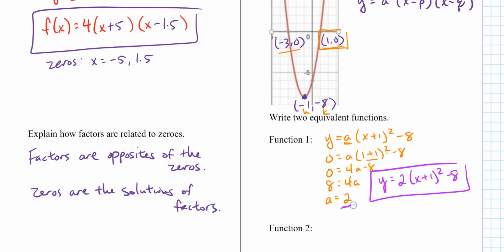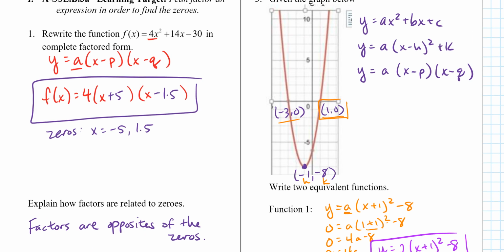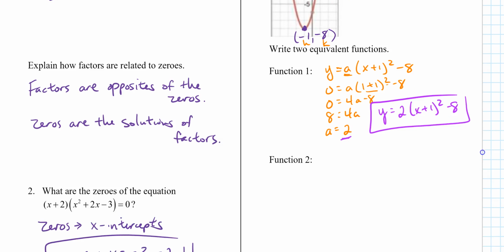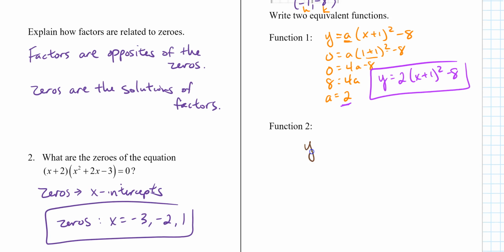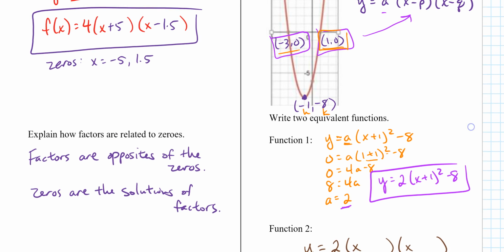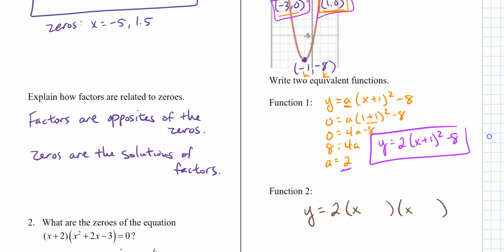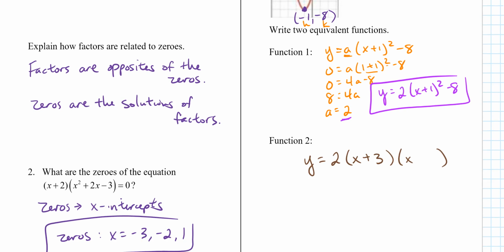And now that I've found a, once again, I know that a is always a. If I look at all three of these forms, they're all the same. And I already know from my graph that I can see the two factors. So I'm going to use factored form to get my other function. So my other function is going to say y is equal to 2 times (x) and (x). And what are my two zeros? I'm at -3 and +1. So that's going to be (x plus 3)(x minus 1), because those are always going to be opposites of the actual zeros.